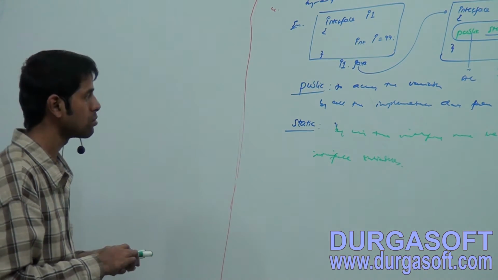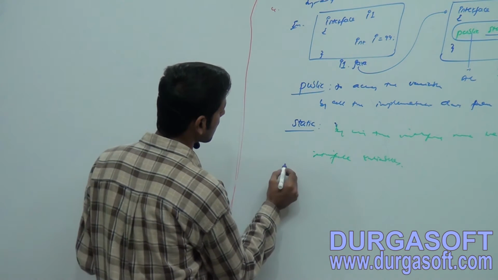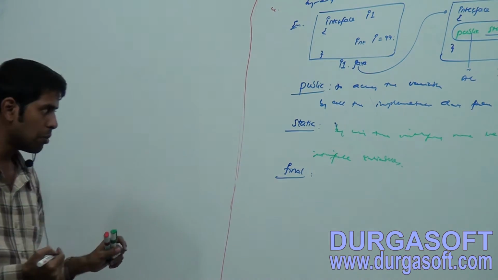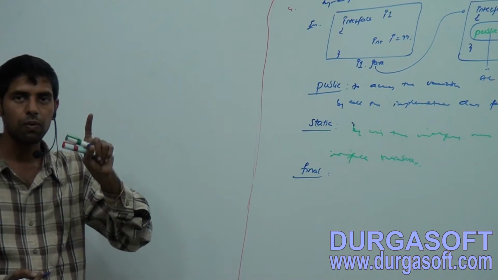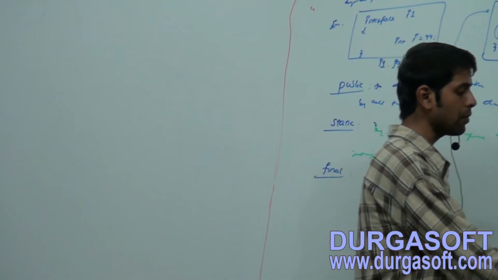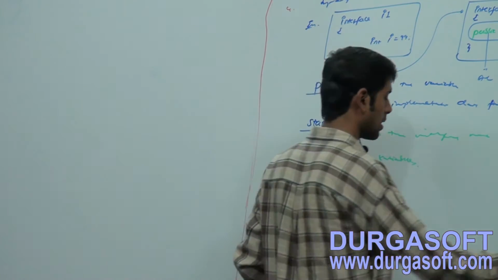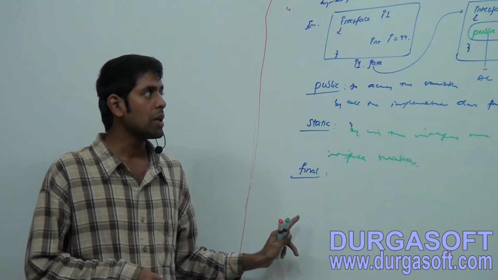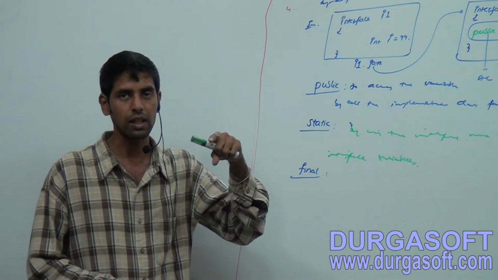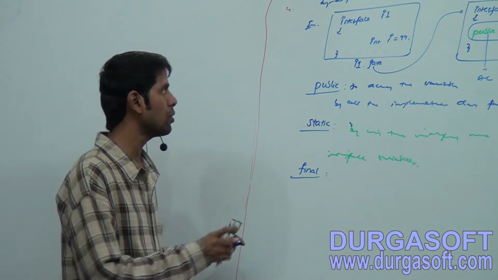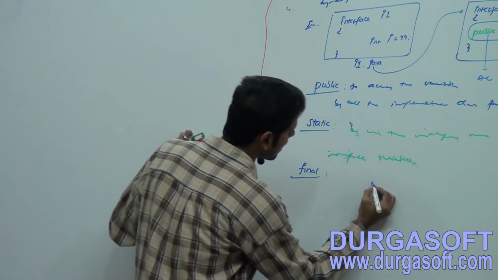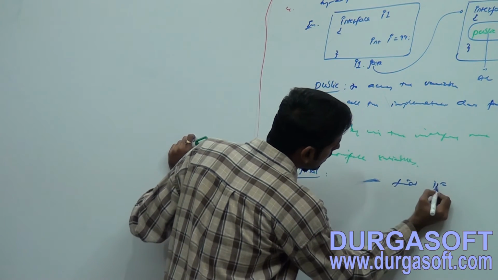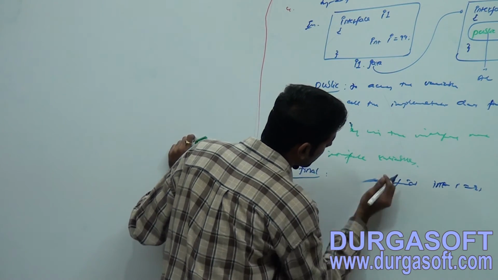Okay, now observe this one. Final. Why are interface variables made final by default? Okay, observe here. Final means constant. If I declare a variable as final int i equals 9, that's it.